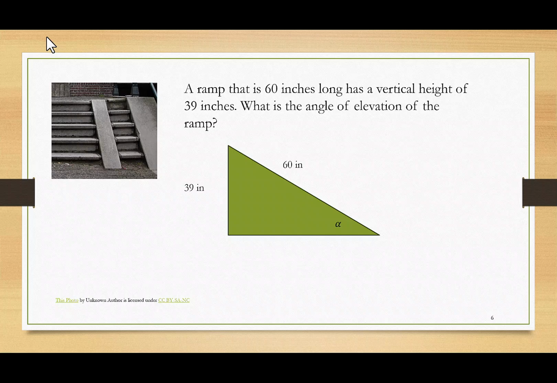In this triangle, I have the opposite and the hypotenuse. Opposite over hypotenuse is sine, so we have that the sine of alpha is 39 over 60. Once again, we need to use an inverse trig function. So we will say that sine inverse of 39 over 60 is alpha. When we put that in the calculator, we get that alpha is about 40.54 degrees.